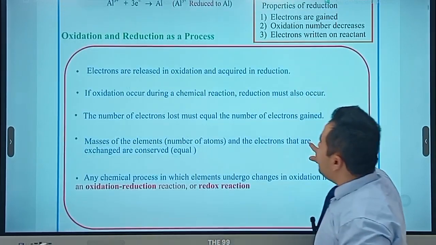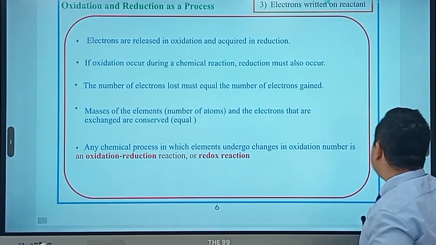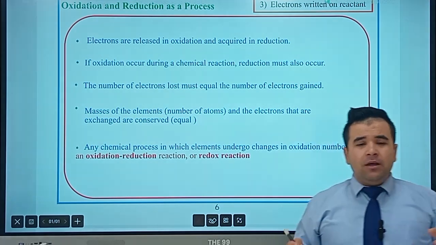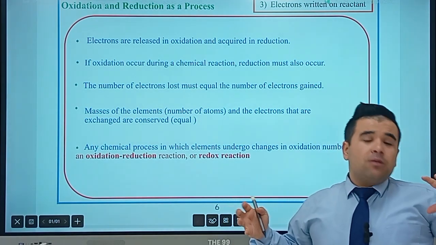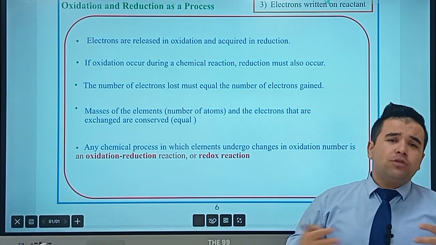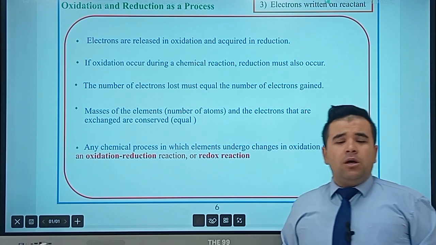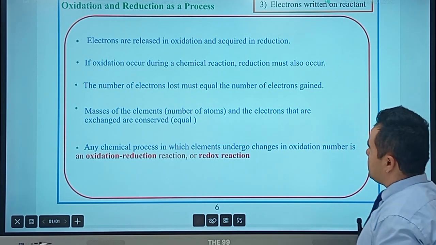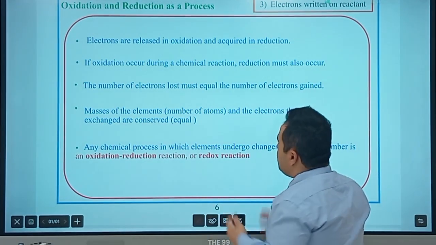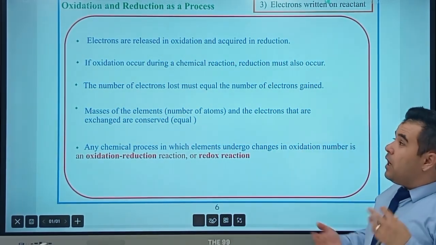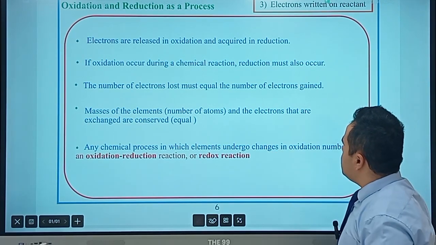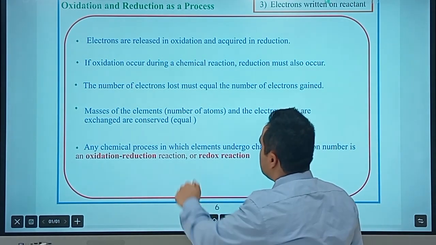Oxidation and reduction as a process. Guys, oxidation and reduction usually, frequently, must come together, processing at the same reaction, within the same processes or the same systems. So we will be talking about each process in half, and then the overall reaction. Oxidation half and reduction half in process.